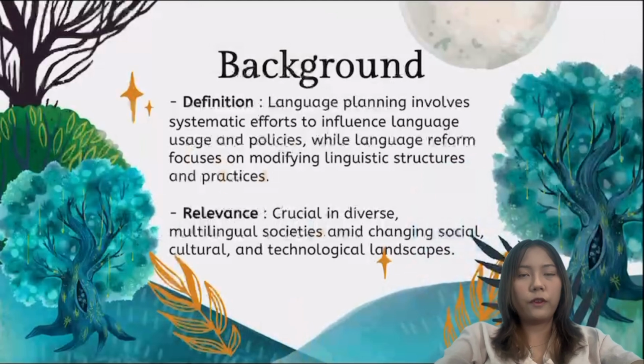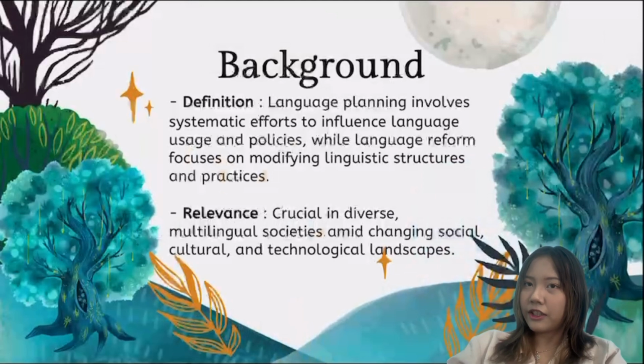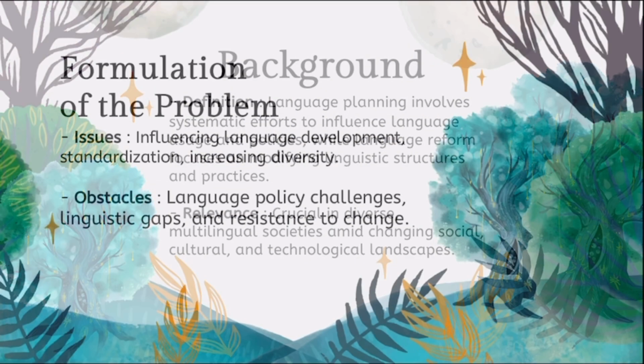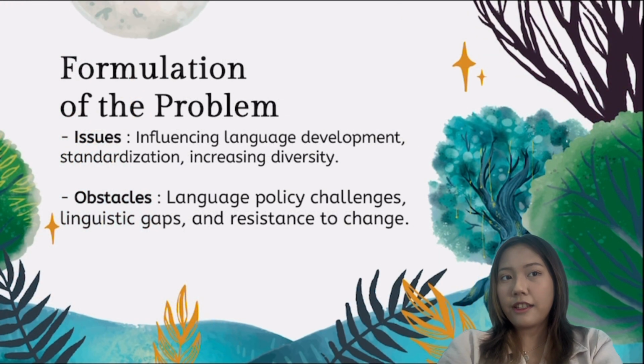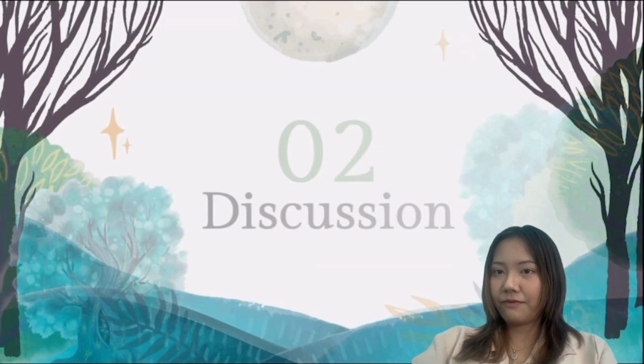For the definition, language planning involves systematic efforts to influence language usage and policies, while language reform focuses on modifying linguistic structures and practices. As for the relevance, it is crucial in diverse, multilingual societies amid changing social, cultural, and technological landscapes. There are some issues that we found, such as influencing language development, standardization, and increasing diversity. There are obstacles as well: language policy challenges, linguistic gaps, and resistance to change.